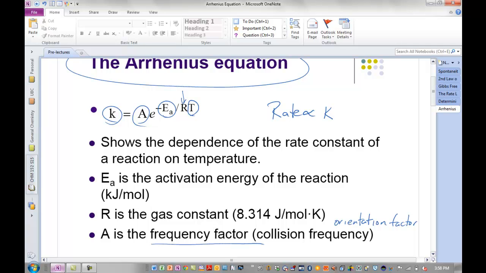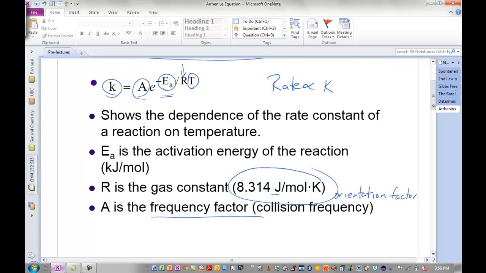One thing to watch out for: this is activation energy, E sub A. We need the gas constant with units of energy. So it's not the 0.0821 ideal gas constant that you're probably most familiar with. It's the gas constant in units of joules per mole, 8.314. I will give you that constant. So this is the Arrhenius equation. Lots of stuff packed into one pretty small equation, but a lot of different factors that affect the rate of reaction.